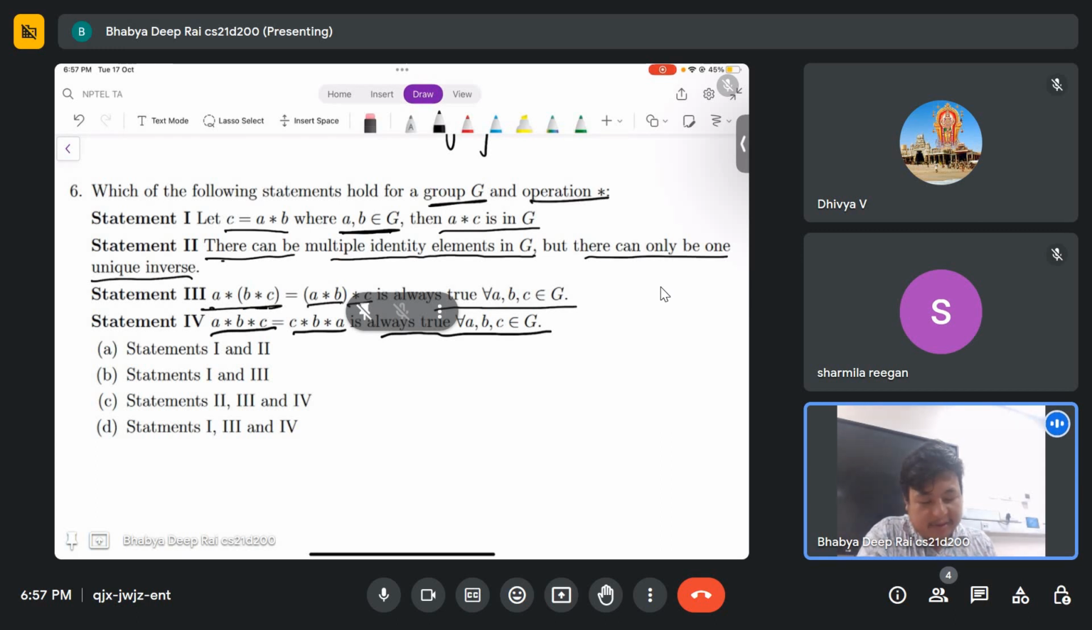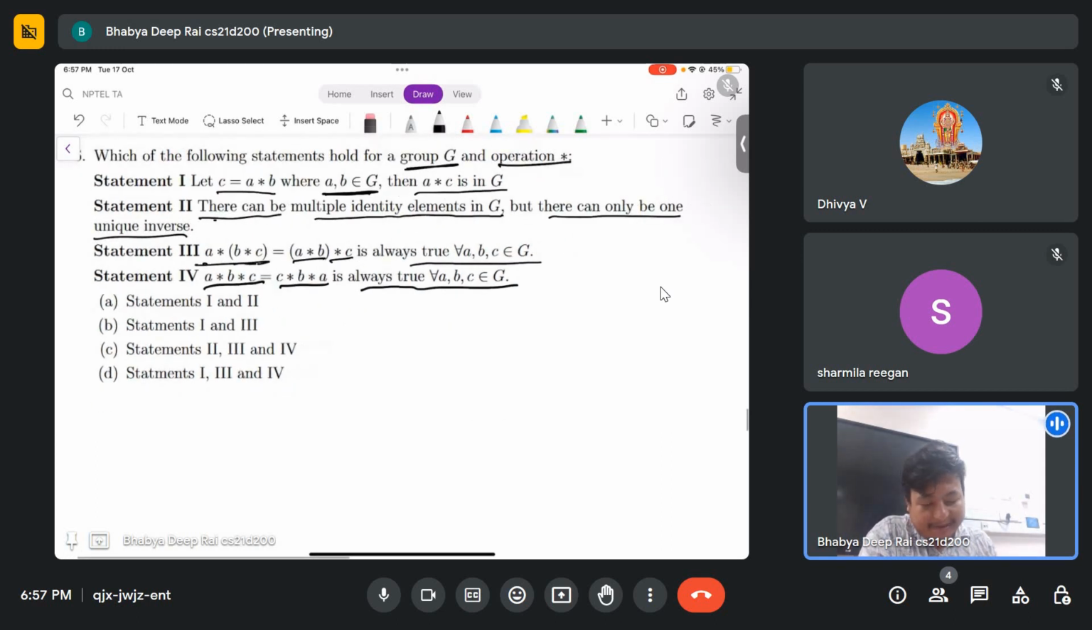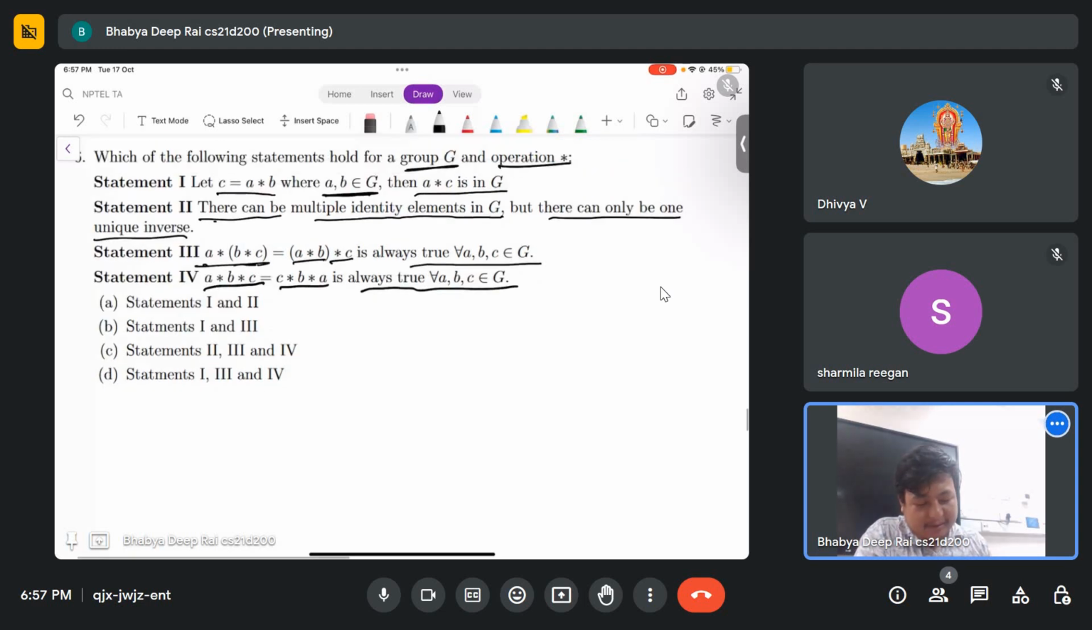Option B is the correct answer, right? Why? Well, the first one follows from closure.